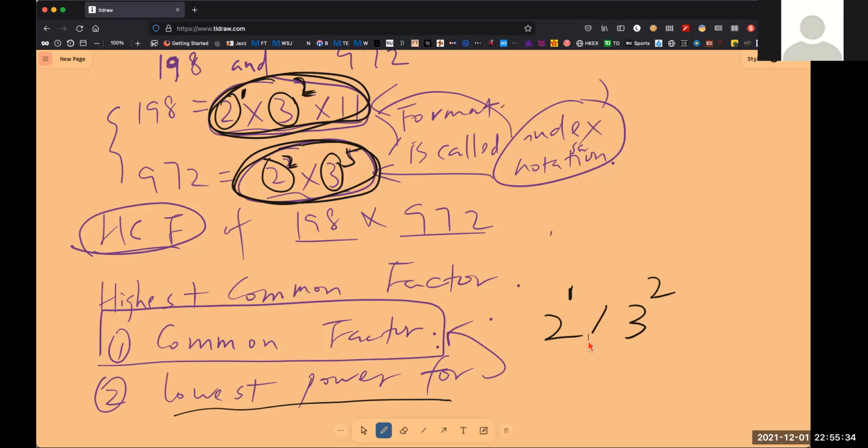That's it. Times them together. By the way, can you see 11 is only in 198? So it's not common. So I never write 11. So 2 times 9 is 18. So that's the highest common factor. Okay, so this is the way you find out the highest common factor.